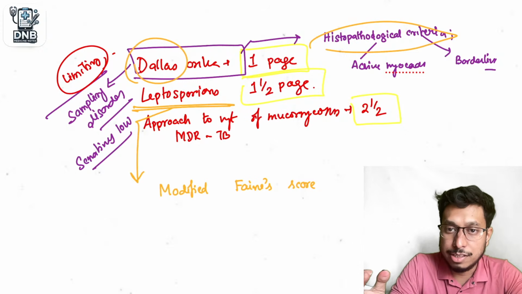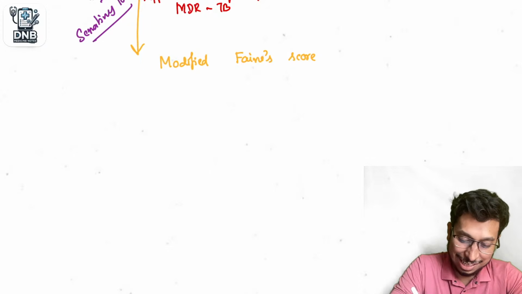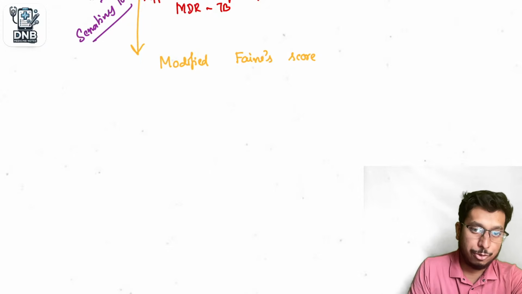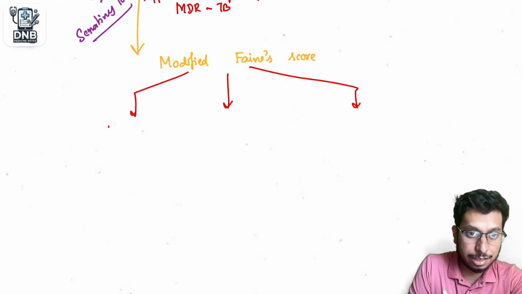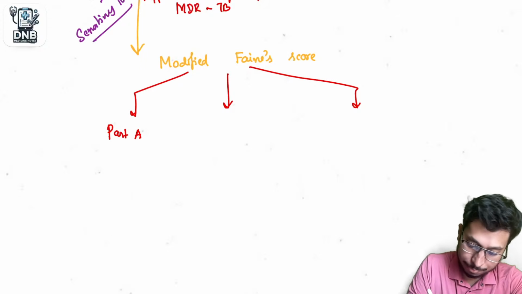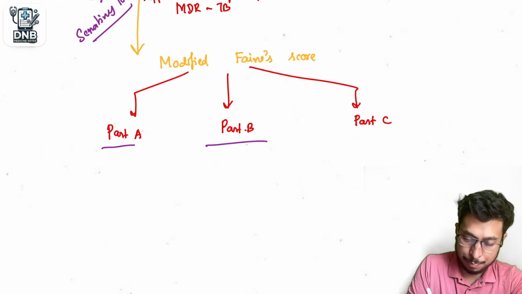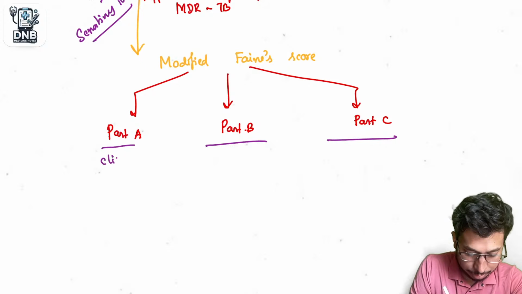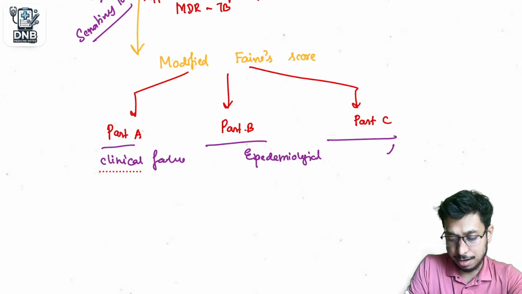Now, how is this score divided? If you know it, it's okay; if you do not, obviously you write something here. The thing is that there are some parts to it. So what are the parts? There are 3 parts in the modified Faine criteria: part A, part B, part C. Here you can easily make a flowchart. Part A is clinical features. Part B includes epidemiological points, and part C means lab criteria.